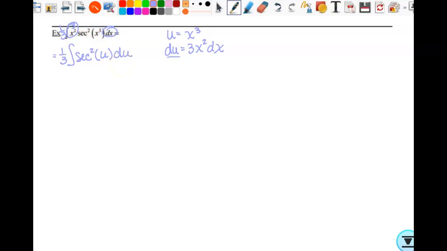We're here, okay? Then when we integrate, we're going to get 1/3. And when you integrate secant squared, you get tangent of u and then plus c, right? So that does give you 1/3 tangent of x cubed plus c. What questions you got?